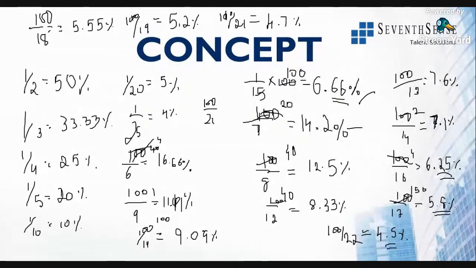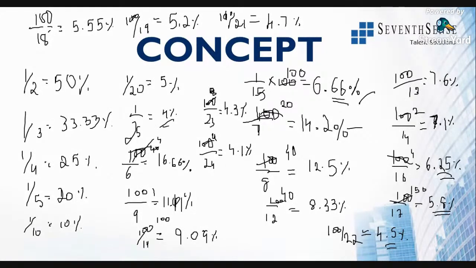So 100 by 23 is 23 into 4 times is 92. Remainder is 8. So 80. 23 into 3 is 69. So 4.3. 100 by 24 is the last value. So this becomes 24 into 4 times is 96. Remainder is 4. So out of 40, it will be only one part. So it is 4.1. And 1 by 25 is 4.